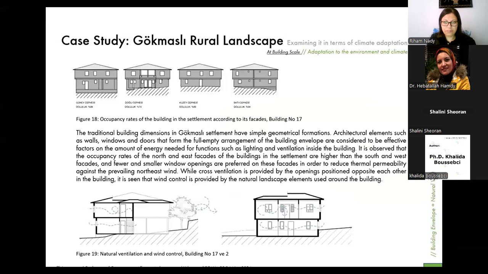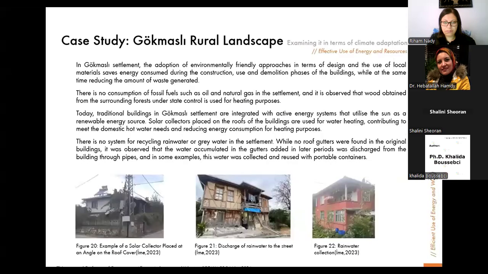It's observed that the occupancy rates of the north and east facades of the buildings in the settlements are higher than the south and west facades, and fewer and smaller window openings are preferred on these facades in order to reduce thermal permeability against the prevailing northeast winds, while cross ventilation is provided by the openings positioned opposite each other in the building. It is seen that wind control is provided by the natural landscape elements used around the building.